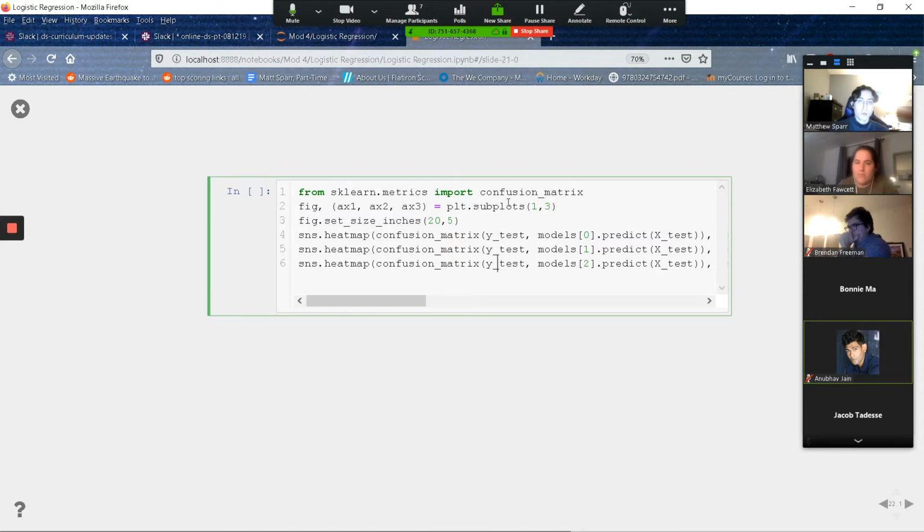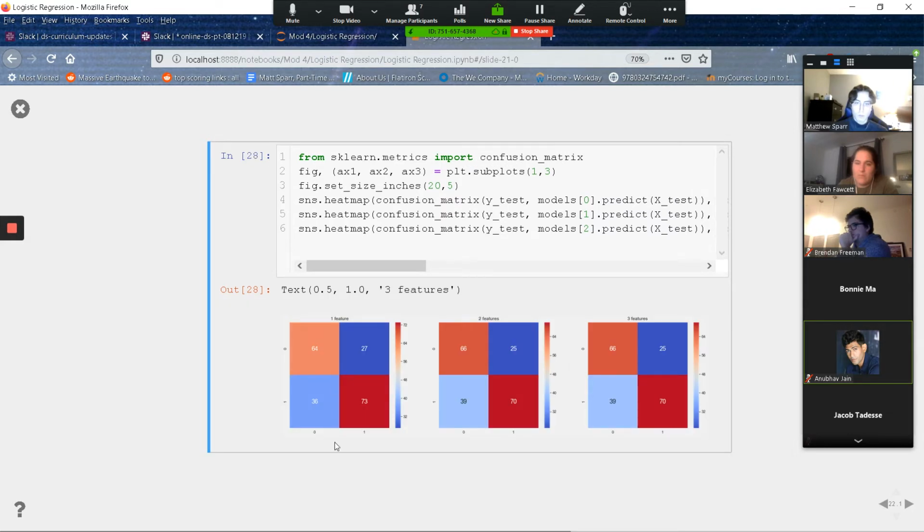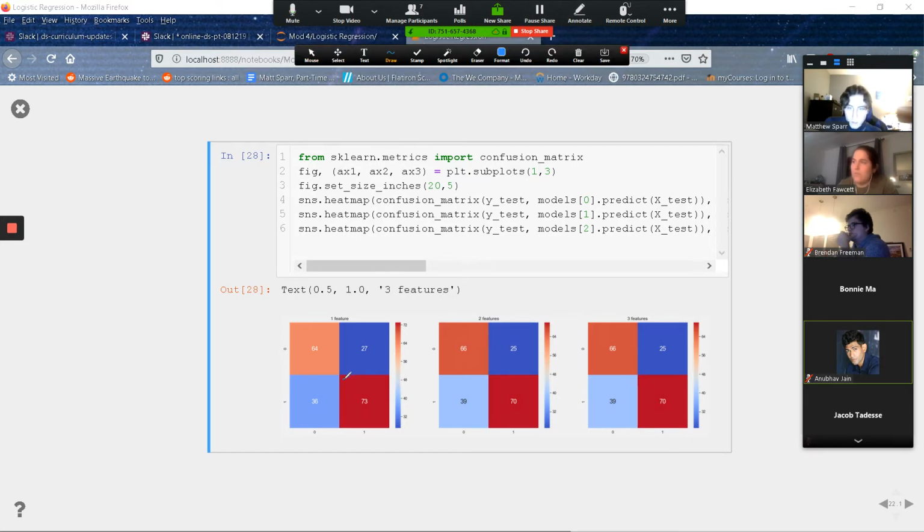First, we're just going to look at some confusion matrices for 3 of our models, with 1, 2, and 3 features. Hopefully you can see this. If we look at the square here, can someone tell me what that represents? Remember, the bottom here is true, and this is what we predicted. Yep, true positive.